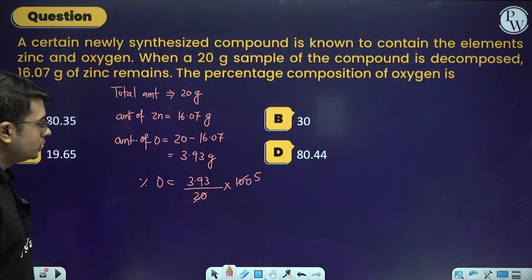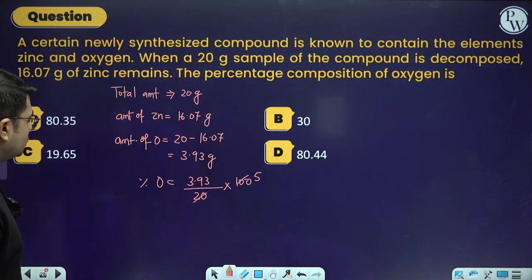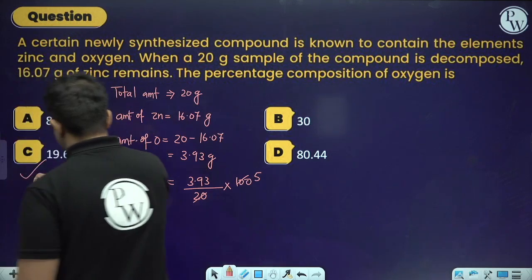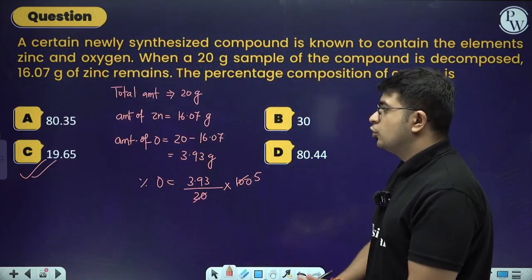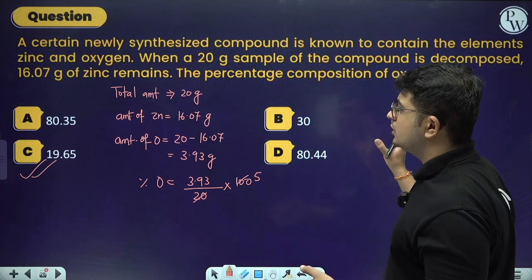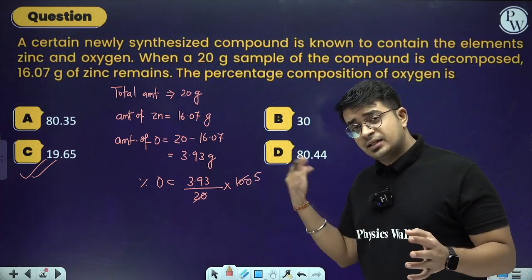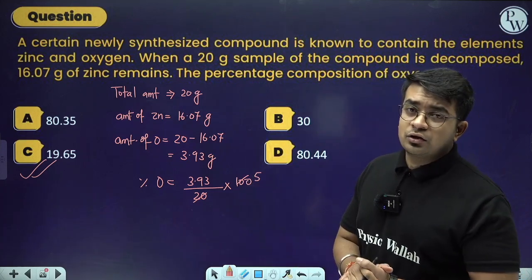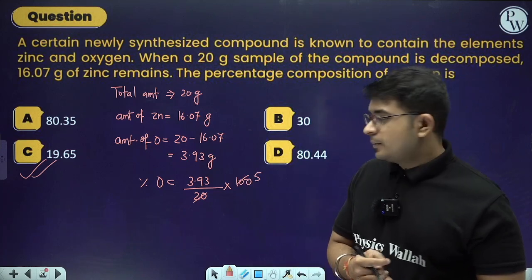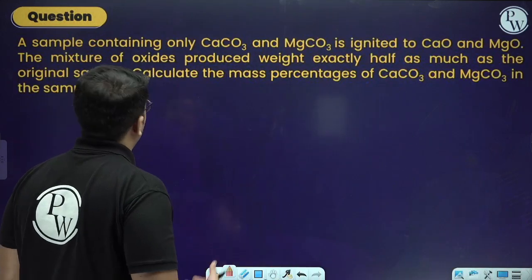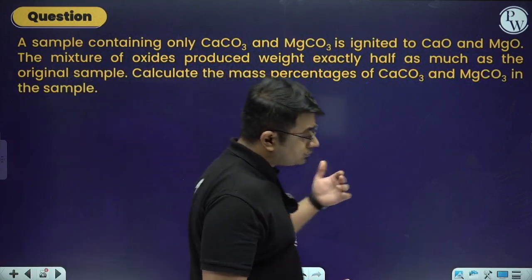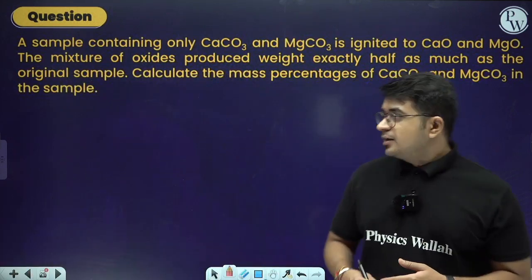So approximately closer to 20, that will be 19.65. Okay, that's the final answer. I hope this entire part is clear. Very simple question, very simple analysis. And these are the questions related to your percentage composition part. Now the next thing, which is definitely the empirical formula, or I can say the molecular formula. That part also we are going to discuss. But there is one more question.